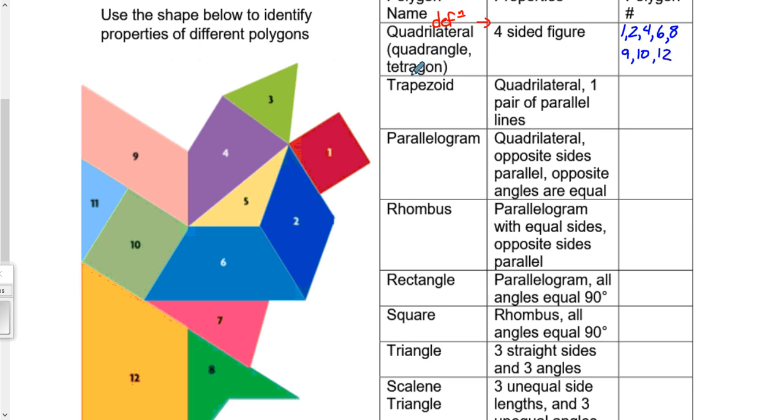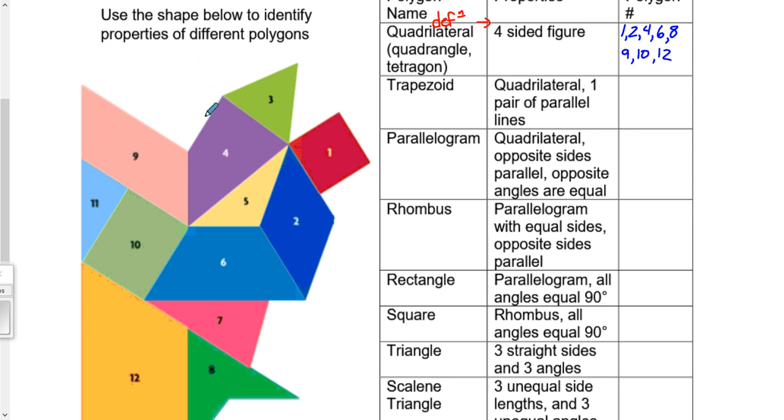So if we go further, a trapezoid is a quadrilateral where you have one pair of parallel sides, which means it has to be a quadrilateral, which means it cannot be the 3 or 5 or 11. It has to be one of these numbers. But we have to have one pair of parallel lines. You can't have two, it only has one pair. So if we look at shape number one, it has two sets of parallel lines. Well, obviously that's not going to be a trapezoid. Two also has two sets of parallel lines.